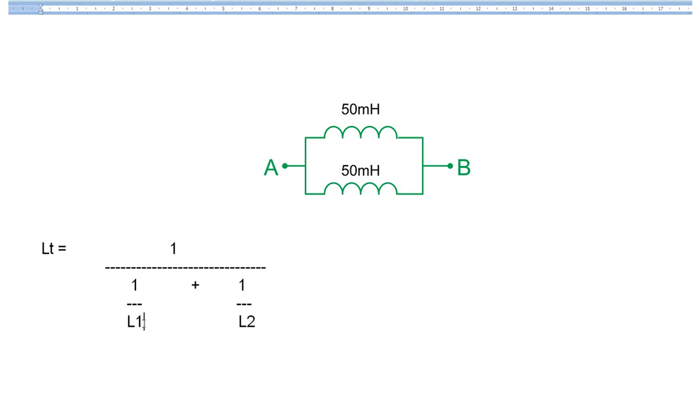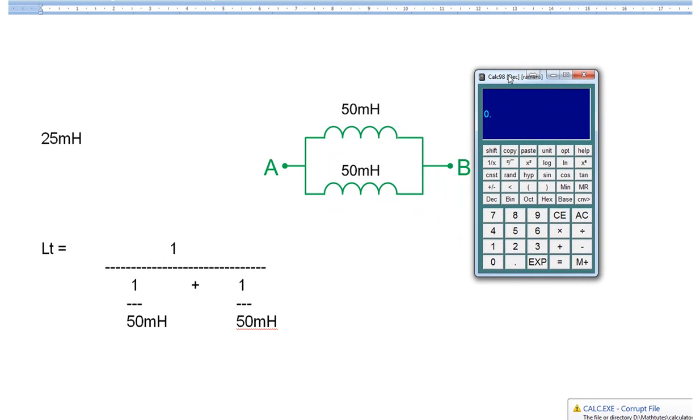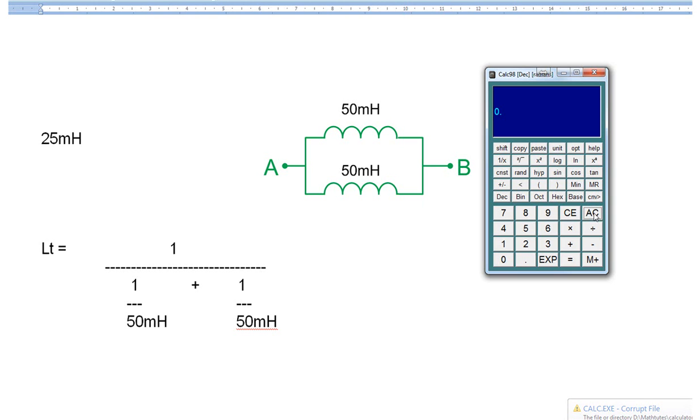So in this case, this L1 would be 50. Now we don't have to put millihenries into the calculator because they're both in millihenries. If you had an inductor in microhenries and another one in millihenries, you would have to put them into the calculator using the exponent function. But when they're all milli or micro or nano or pico, you don't have to worry about the unit because you can add apples to apples. Alright, let me bring up the calculator and work it out. We know the total inductance of this circuit is 25 millihenries, but let's prove that using the equation.